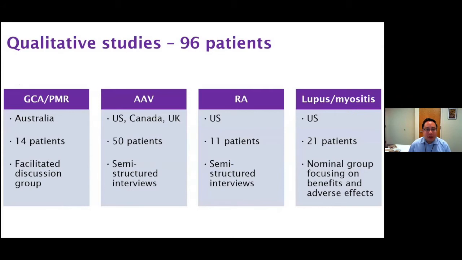In terms of the qualitative studies, there were 4 separate studies across 96 patients for this part of work. 14 in Australia in giant cell arteritis and polymyalgia rheumatica. For ANCA-associated vasculitis, 50 patients from the US, Canada, and the UK. For rheumatoid arthritis in the US, 11 patients, and for lupus and myositis together, 21 patients from the US. Each of these qualitative studies focused on the patient's experience of glucocorticoids and the impact, both positive and negative.